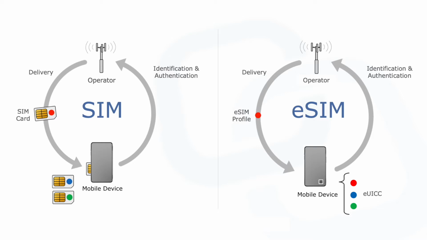The eUICC can actually store any number of eSIM profiles limited only by its memory, and typically one of those profiles will be marked as active. The active profile in the eUICC operates in exactly the same way as a physical SIM card, being used to first identify, then authenticate the customer to a particular operator's network.